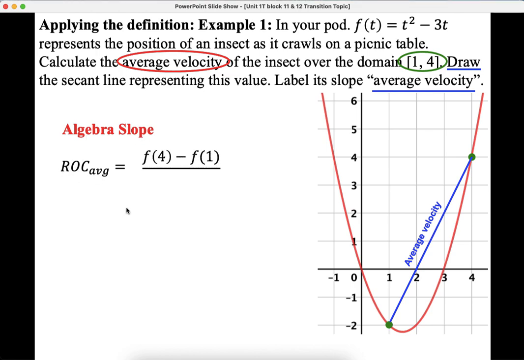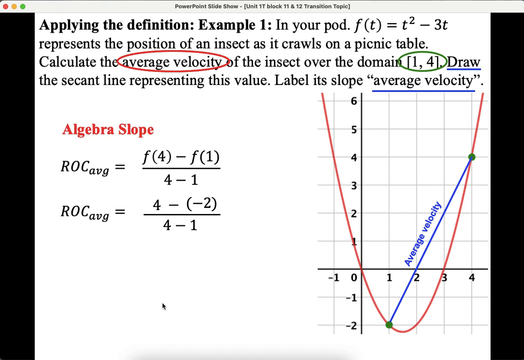And so I'm going to use the function notation of the algebra slope, right? This is y2 minus y1 over x2 minus x1, but this is the function notation. And I'm going to plug in those values. f of 4 looks like it's 4 itself. f of 1 is negative 2. So we're going to put those values in, 4 and negative 2. And then we're going to simplify this.